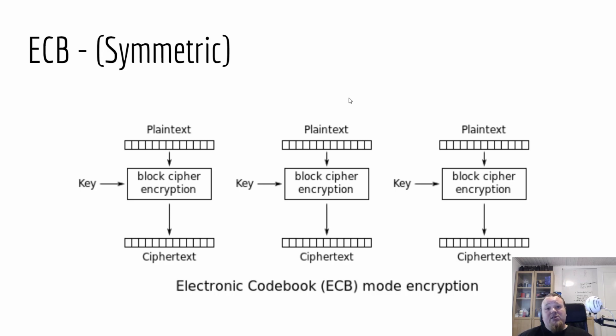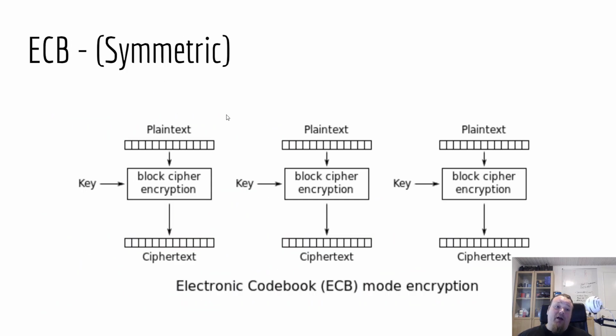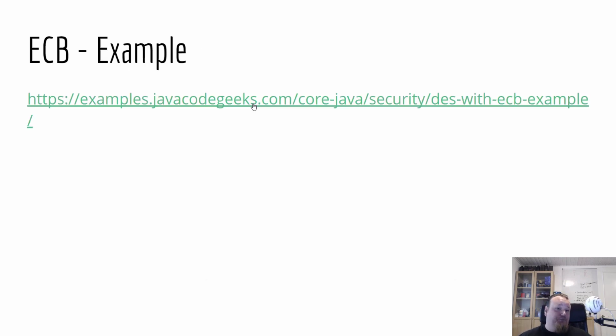Bear in mind that these two different kinds of algorithm, CBC for cipher block chaining, is symmetric encryption, and the other one is also symmetric, so it is not asymmetrical as I talked about earlier. I also have an example of an ECB part of code here. Please look at this Java Code Geeks.com, and you should find a really easy example to try out.